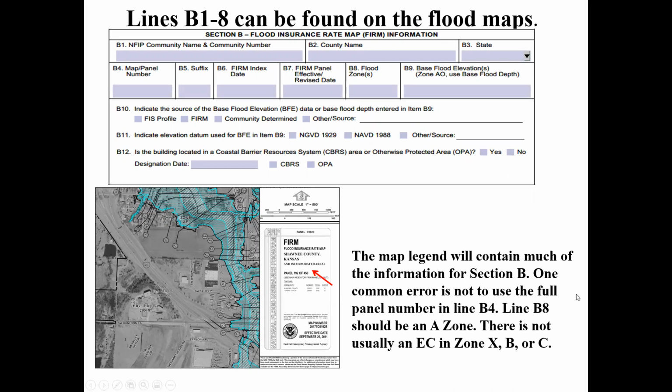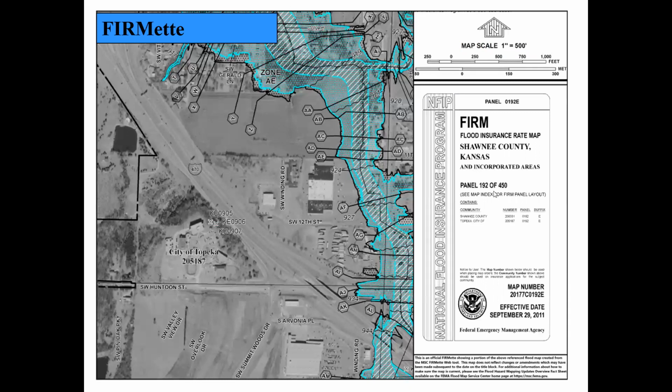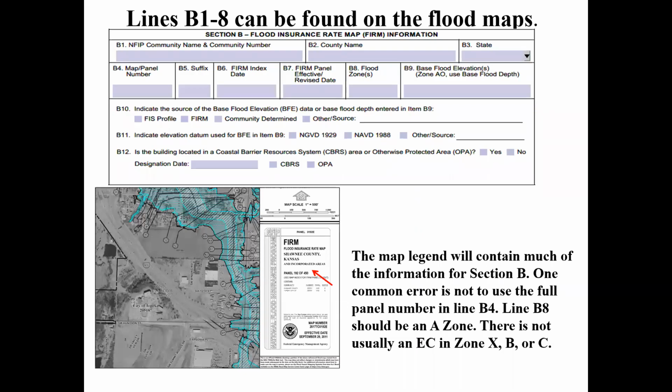So some people do get fooled by this abbreviation. Up here where it says panel 192 of 450 in bold, it's easy to make that mistake, but that is an abbreviation for the full map and panel number. For the full map and panel number, you're looking down here, where the FEMA seal is and just above the effective date. The full map and panel number is 20177C0192E. And that's what they're looking for in B4, where it says map/panel number. A lot of times we see people put in the abbreviated number and that's wrong.